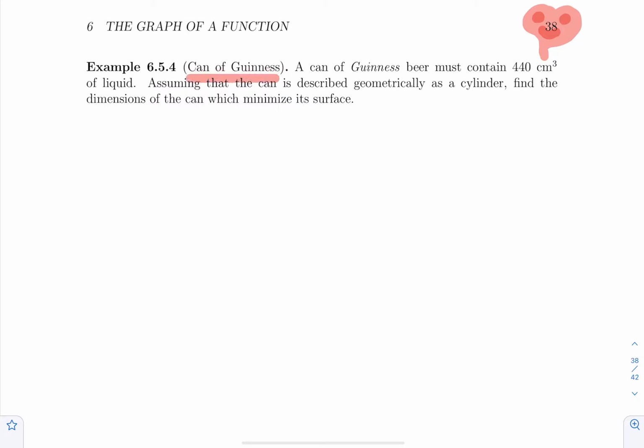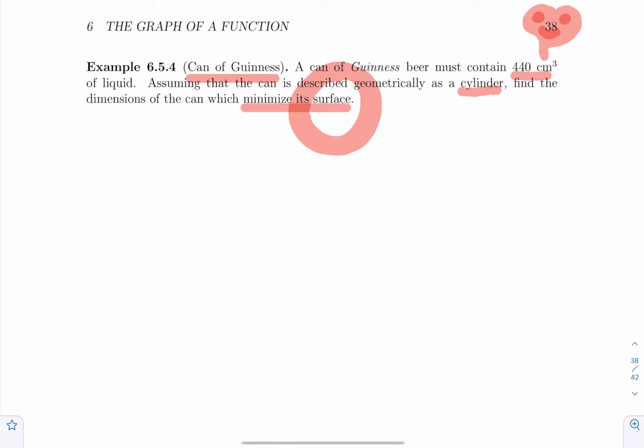A can of Guinness beer must contain 440 centimeter cube of liquid. Assuming that the can is described geometrically as a cylinder, find the dimensions of the can which minimize its surface. So here, the quantity that we want to minimize is the total area of the surface of the can.